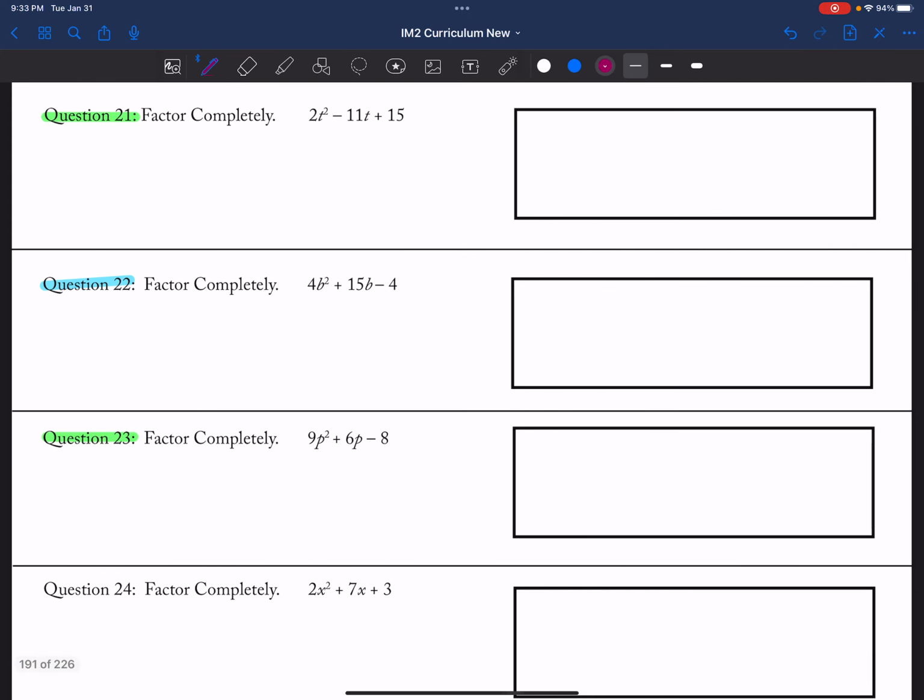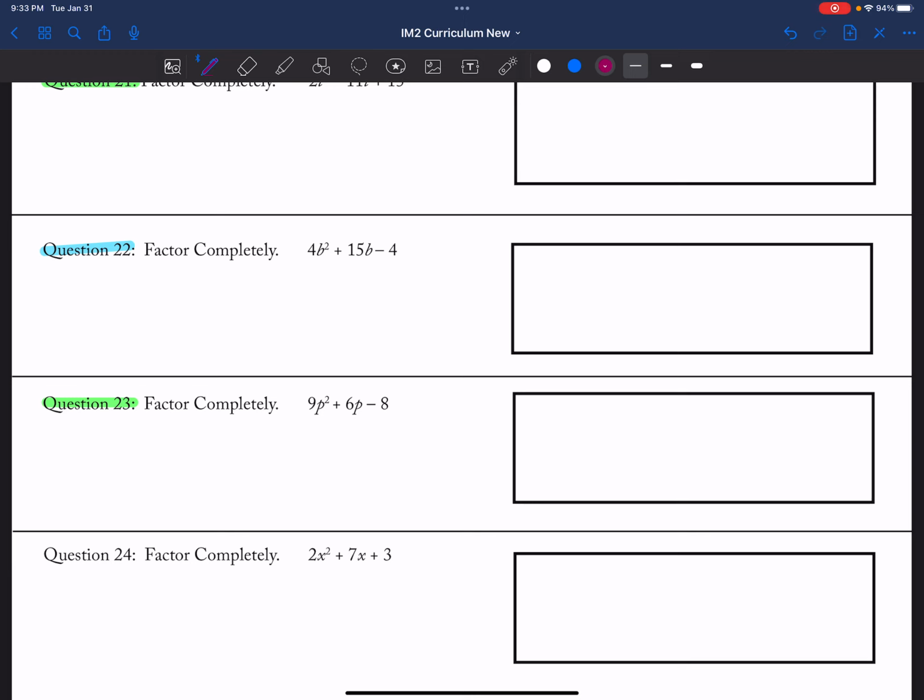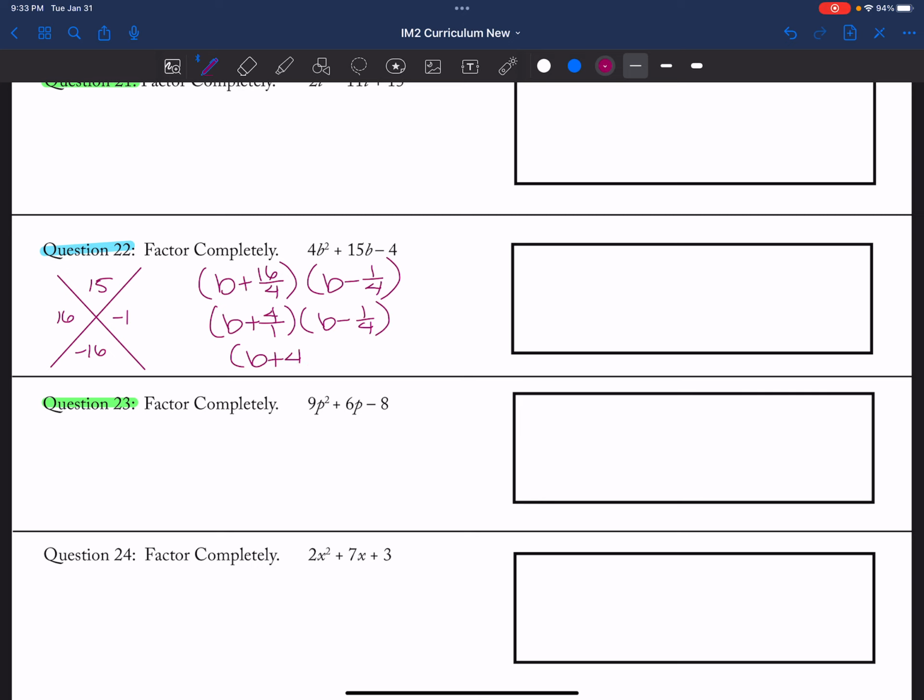Okay, that's 18. 22, so 15 on the tops, negative 16 on the bottoms, so not 15. 16 and negative 1, so then that is b plus 16 over 4 and b minus 1 over 4. So that's b plus 4 over 1 and b minus 1 over 4. So that's b plus 4 and 4b minus 1.